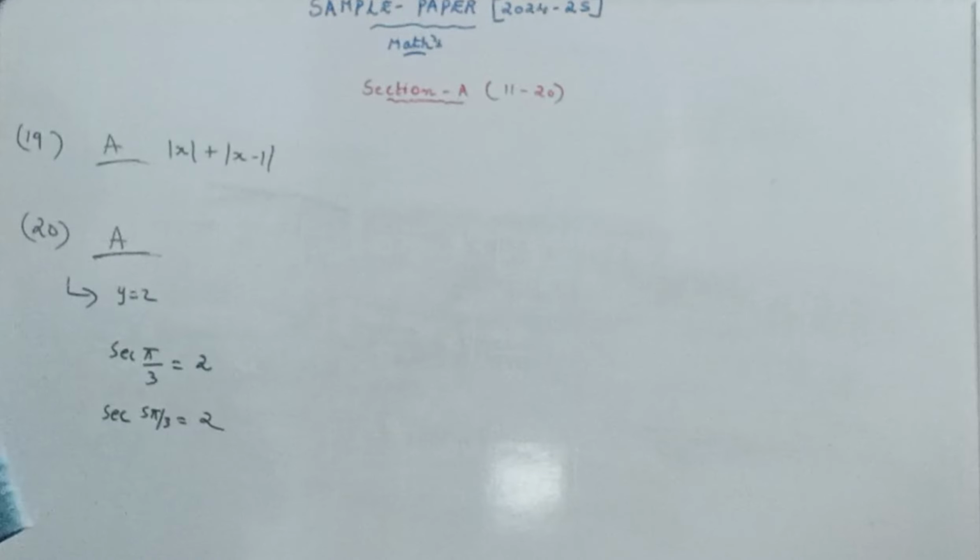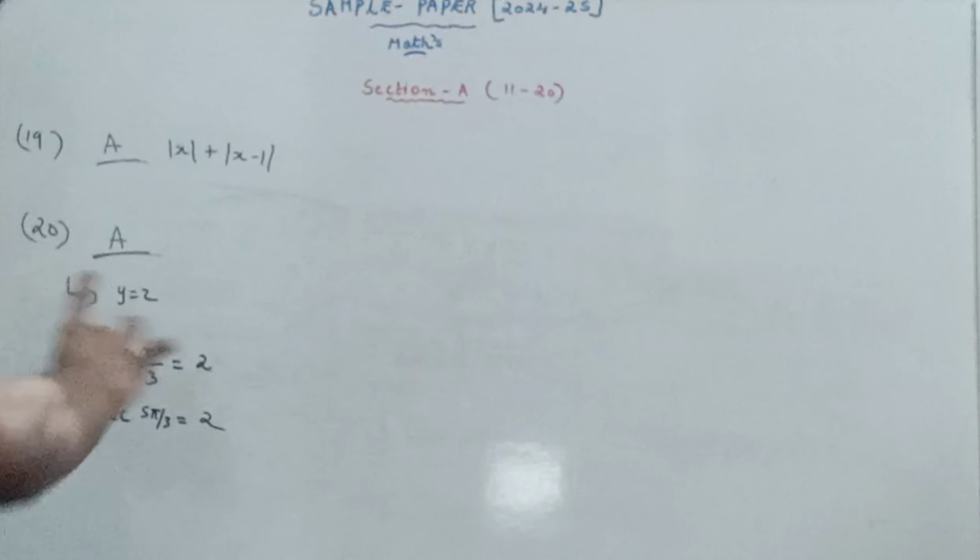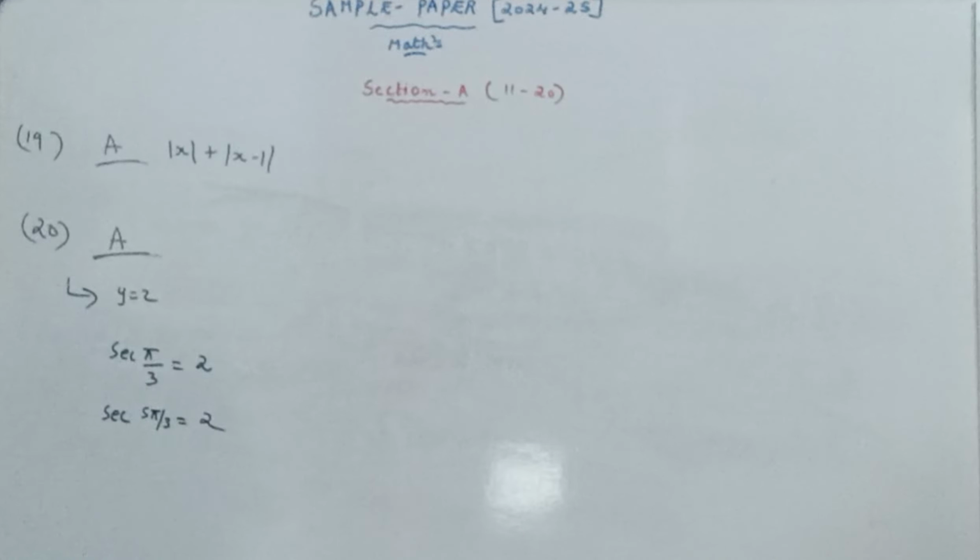So from here we can say that since the value is being repeated at more than 1 point, f of x is equal to sec x is not a 1-to-1 function. So for the 20th one, both assertion and reason are true, so option A is the correct answer.